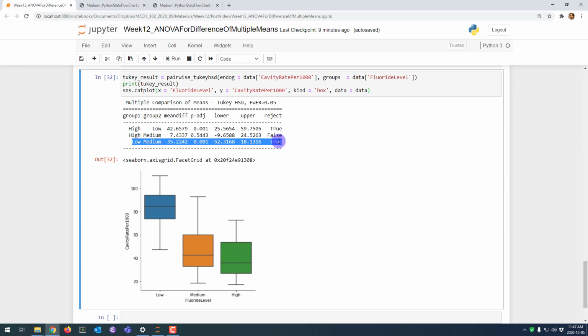Likewise, the low to medium also gets rejected, and the p-value is small. It's a big difference of 35. So the low to the medium are also significantly different from this test.